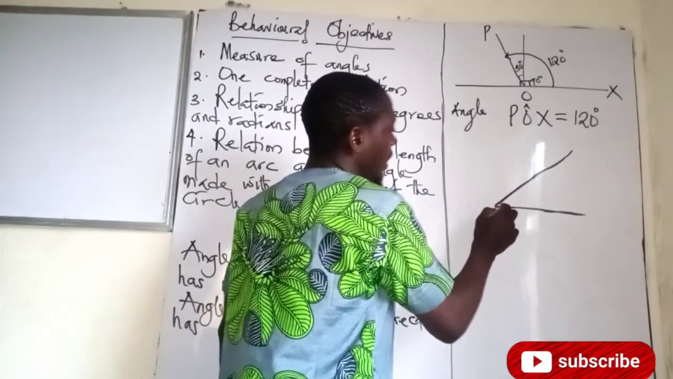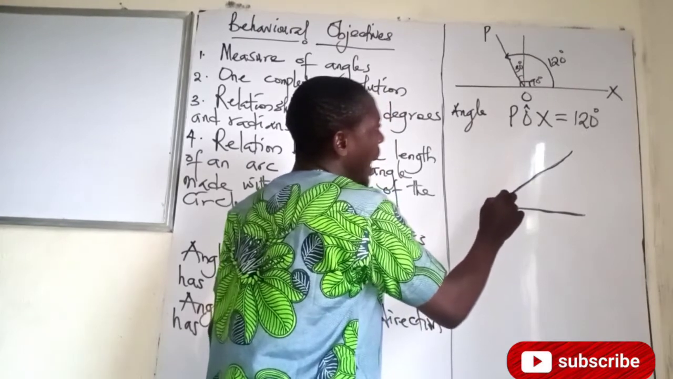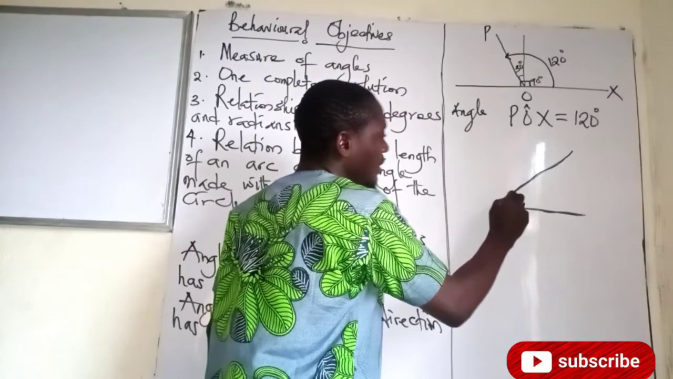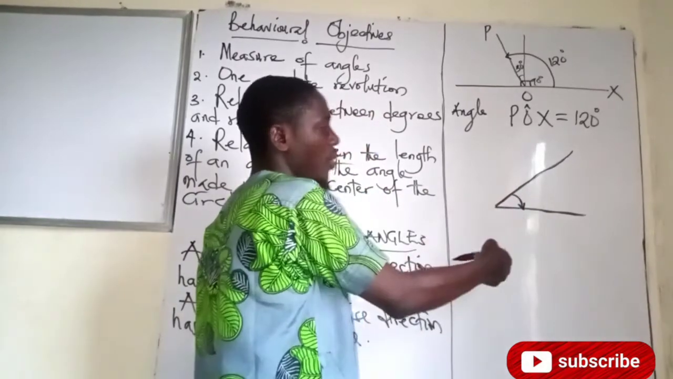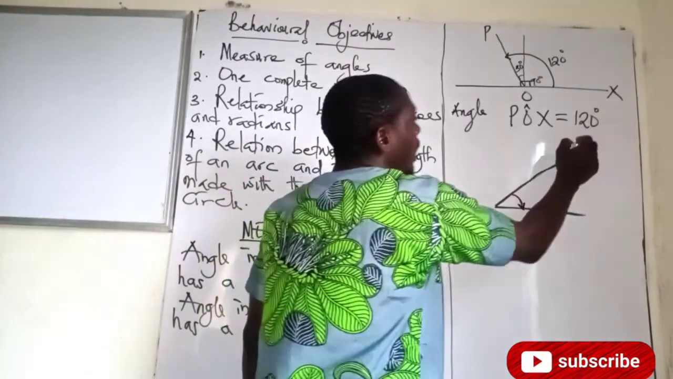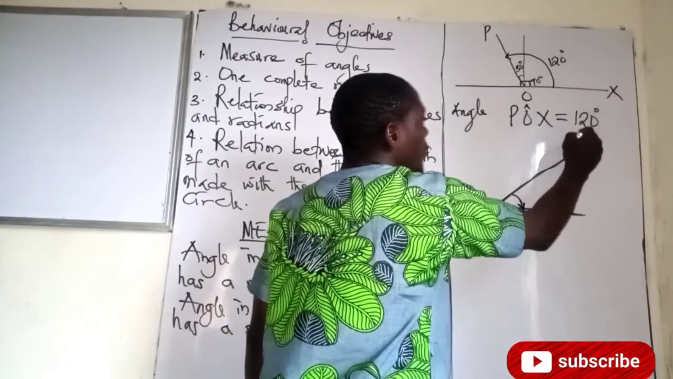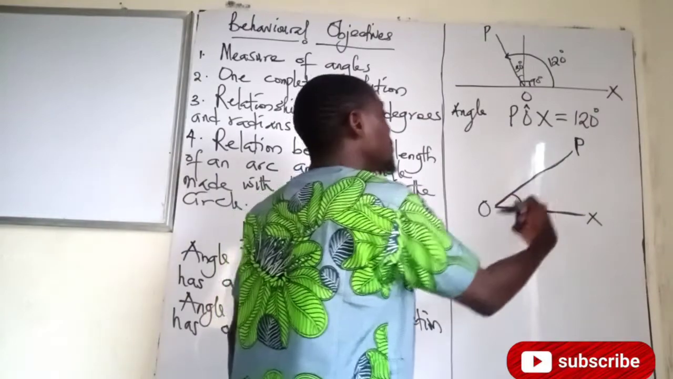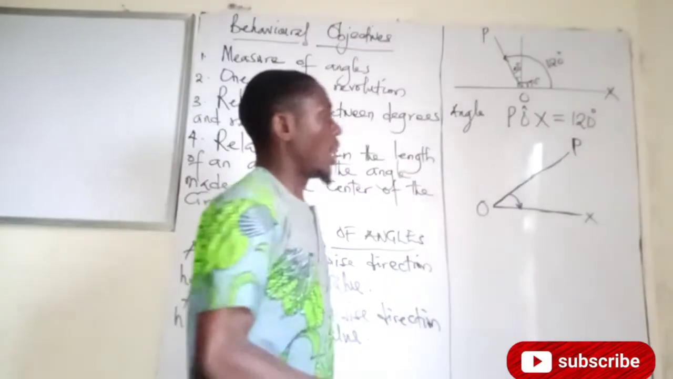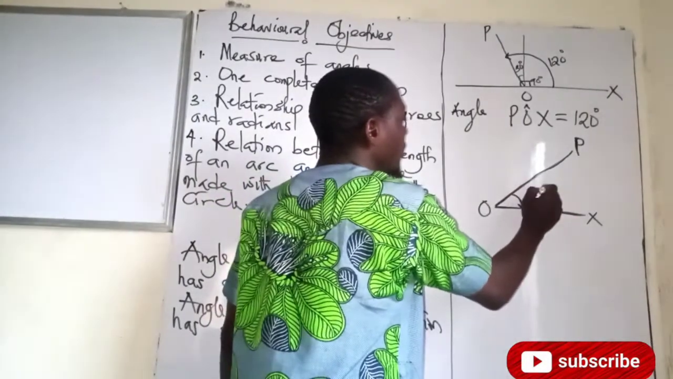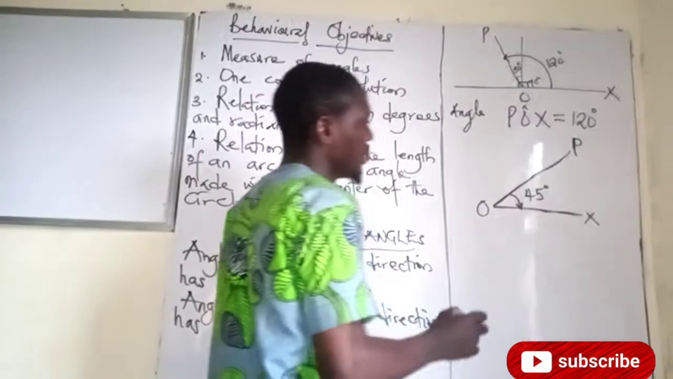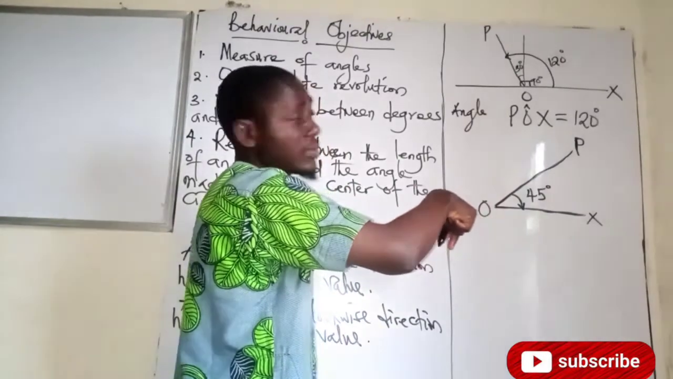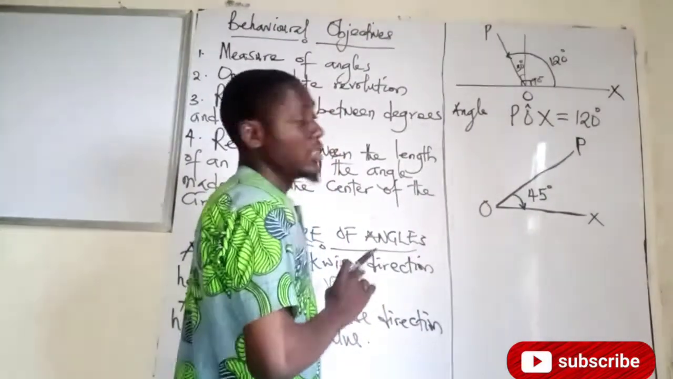So if this is an angle, if I am moving this angle like this, you can see it is in a clockwise direction. I label this P, I label this O, and I label this X. This angle, we're not trying to scale now. Let's assume it is 45 degrees. But because it is moving in a clockwise direction, it will not be positive. It will surely be negative.